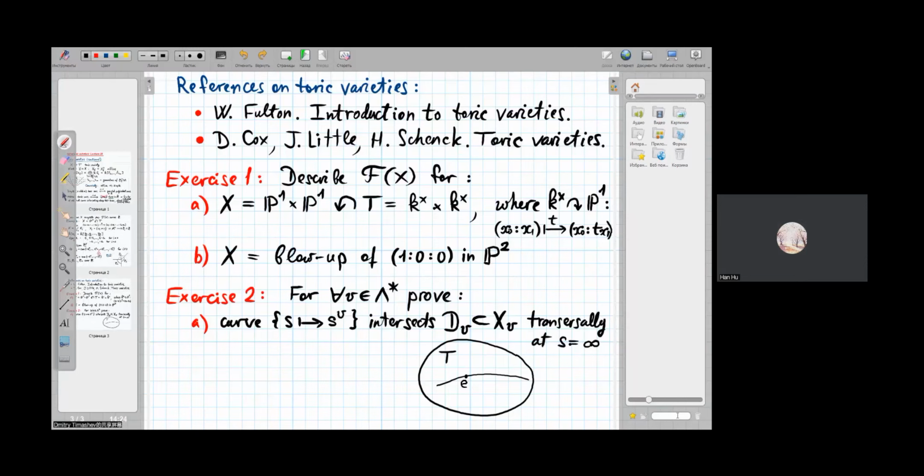So let me finish with this picture. We have this one parameter subgroup in T. And when the parameter S tends to infinity, the exercise says that you will get a limit point. And this limit point will be on the boundary divisor of the corresponding elementary embedding. So I'm trying to draw this boundary divisor. Something like this.